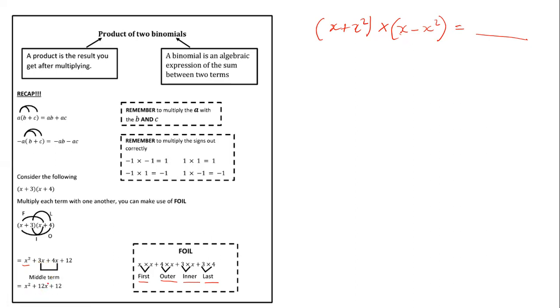Here is a mistake. We know that 3 plus 4 actually yields 7, so we're going to have to redo this. Here it's supposed to be 7x, plus 12 as it is. So this is how we multiply two binomials, okay? We abide by the law of the FOIL.